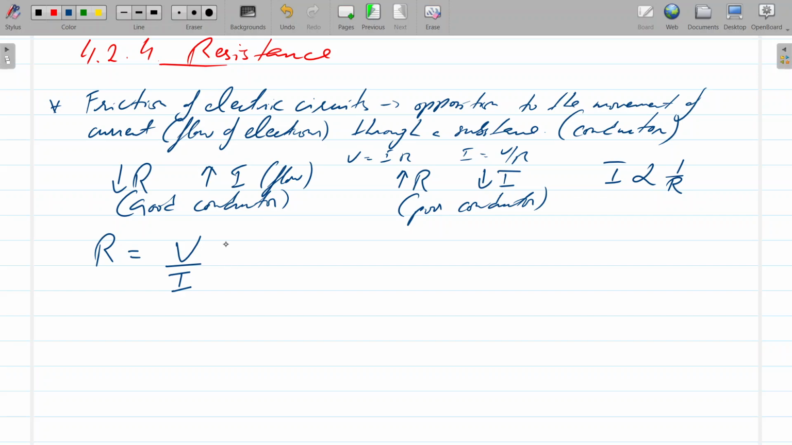So this tells us that when you have a certain potential difference across a component in the circuit, the smaller the value of current, the greater the resistance will be. And obviously, the higher the value of current, the lower the resistance will be, because the potential difference is the value of the component, how much work is being done per charge.